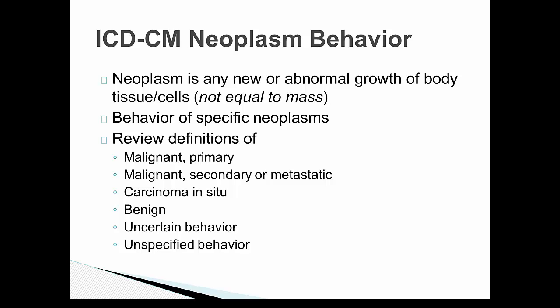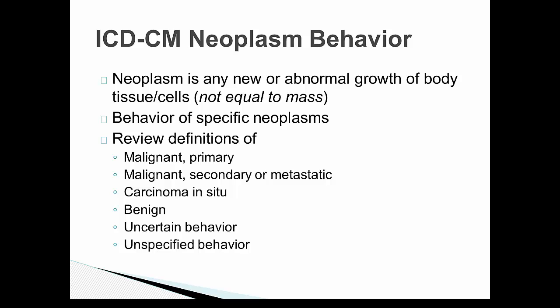This site can be adjacent to the primary site, or it can spread to a completely different organ or part of the body. Carcinoma in situ means a malignant tumor or cancer that is localized and non-invasive, and it hasn't spread to any adjacent organs or tissues. Benign is a non-invasive, non-spreading, non-malignant tumor.